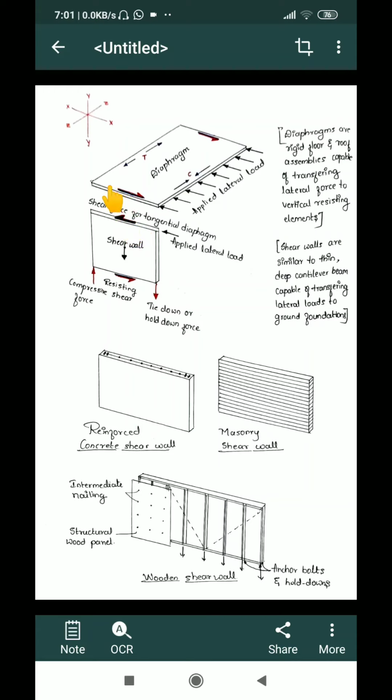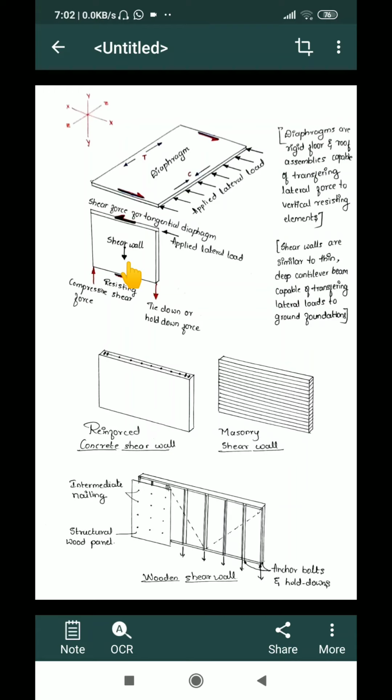To resist that, there will be an equal and opposite force acting on the edge of the diaphragm. So if the lateral load is acting in this direction, the resisting forces will be acting in the opposite direction along both the edges of the diaphragm, and the diaphragm will be under compression on this face, whereas it will be under tension along this face. Now come to the shear wall.